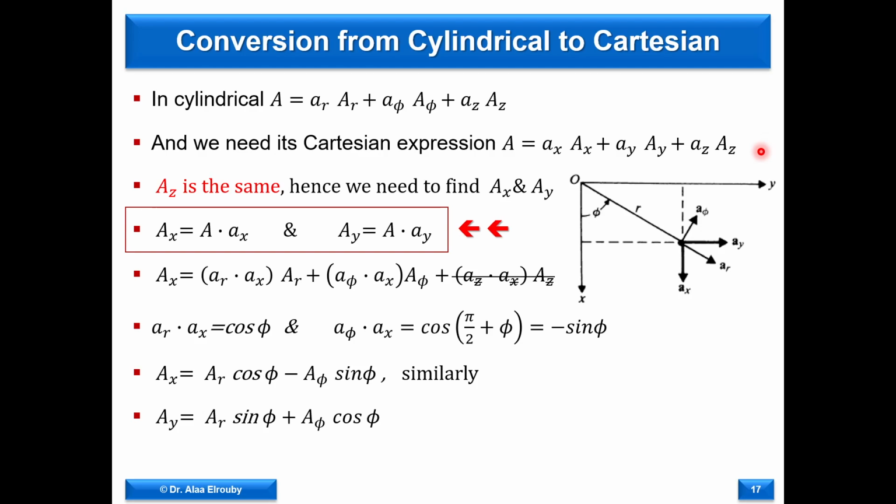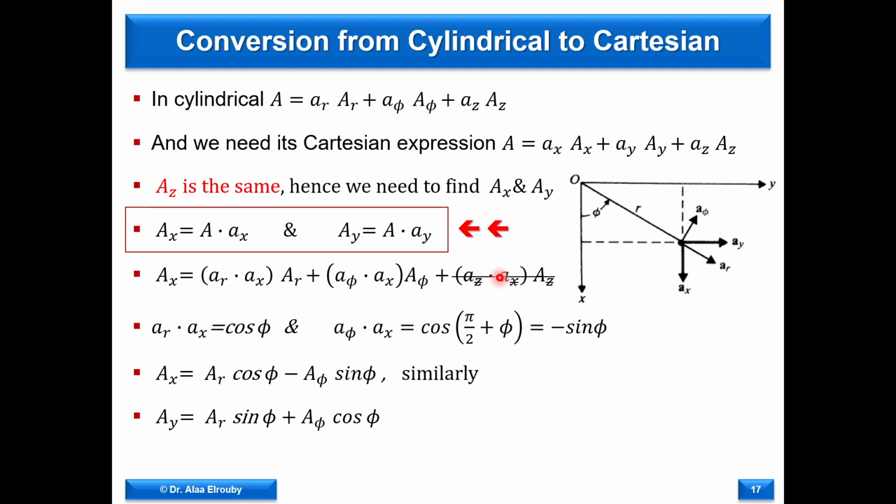We need to note that AZ for Cartesian and AZ for cylindrical are the same. So actually what we are converting is the AR and A phi from cylindrical to Cartesian, which is very similar to what we studied before in school for conversion from polar to Cartesian.